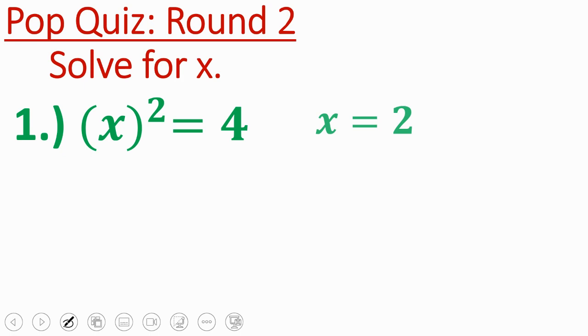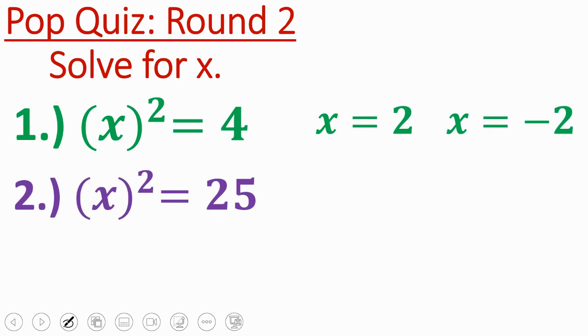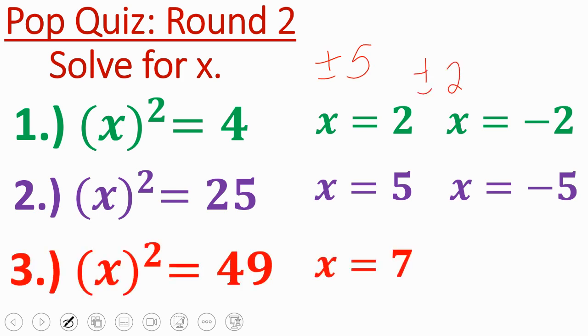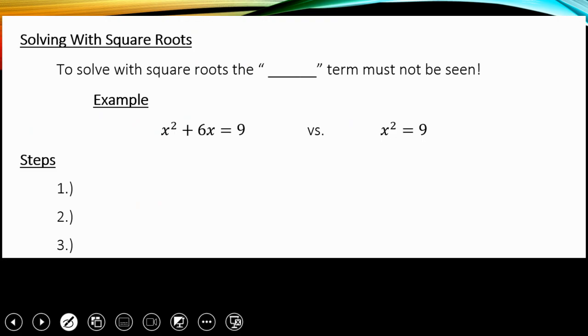So simple little quiz here. The answer would be 2 and negative 2. You have to do both because negative 2 squared is 4. So 5 and negative 5. Sometimes we write plus or minus 5 or plus or minus 2. Plus or minus 7. Okay, so this is on your paper.